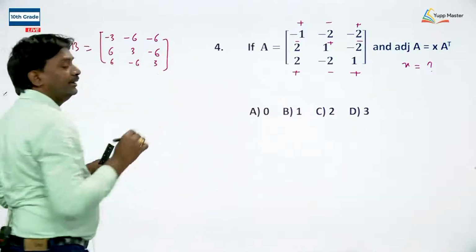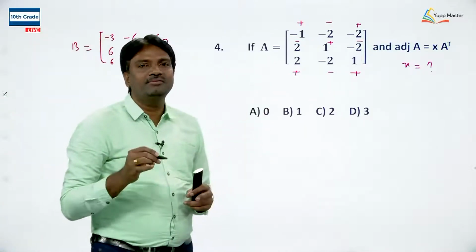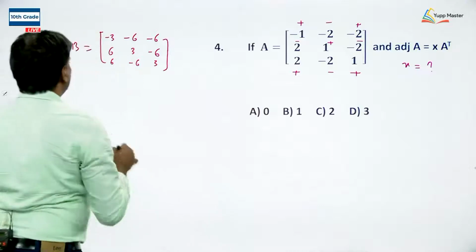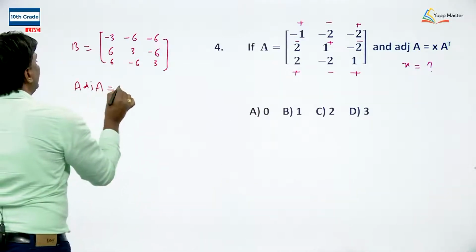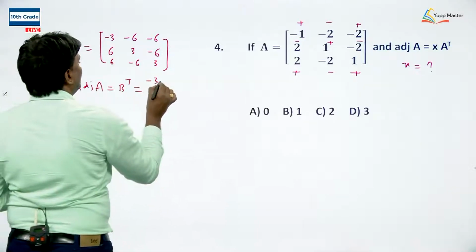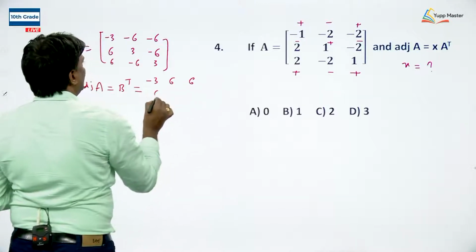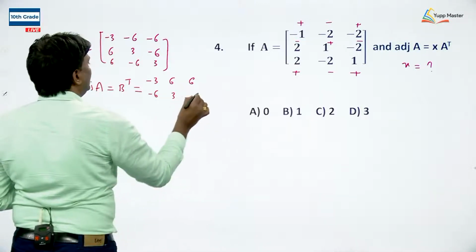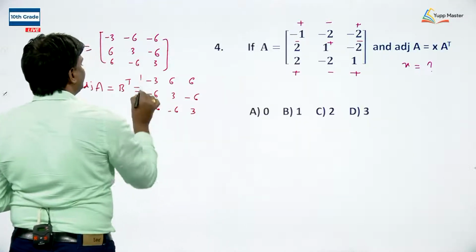So, this is matrix B, that is nothing but the cofactor matrix of A. By finding the transpose of B, that is adjoint A equal to B transpose, by interchanging the rows and columns: minus 3, 6, 6, minus 6, 3, minus 6, minus 6, minus 6, 3.